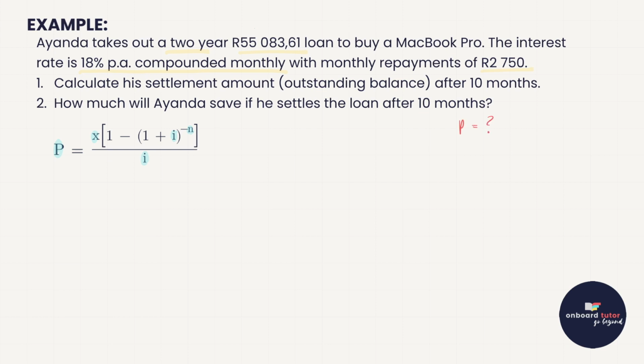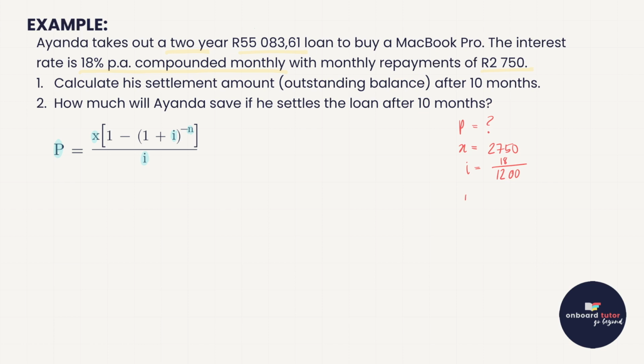P equals question mark. We know what it is for the full 24 months, but we don't know what it is after 10 months. So that's why we don't know there. X, the monthly installments, are set at 2,750 Rand. I, we take our interest rate there, which is 18%. So because it's percent, we divide by 100. And it's compounded monthly. So divide by 1,200 there in total.